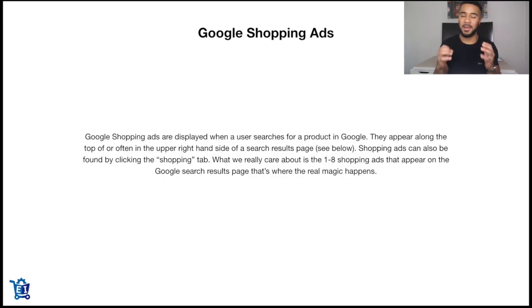Now, Google Shopping ads. These are by far my favorite kinds of ads to run. Google Shopping ads are displayed when a user searches for a product in Google. They appear along the top or often in the upper right-hand side of a search results page. And I'll show you guys an example right in the next slide. Shopping ads can also be found by clicking the Shopping tab. What we really care about is the 1 through 8 shopping ads that appear on the Google search results page. That's where the real magic happens.